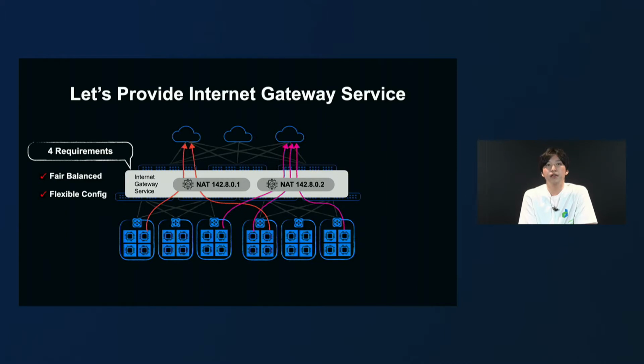Second, flexibility. The Internet Gateway Service should be flexible enough to allow projects to tailor configuration. For example, Project A VM will use a public IP of 142.8.0.1, whereas the Project B VM will use 142.8.0.2. A public IP address could be used solely by a single project or jointly shared by multiple projects, so there are many use cases to support.